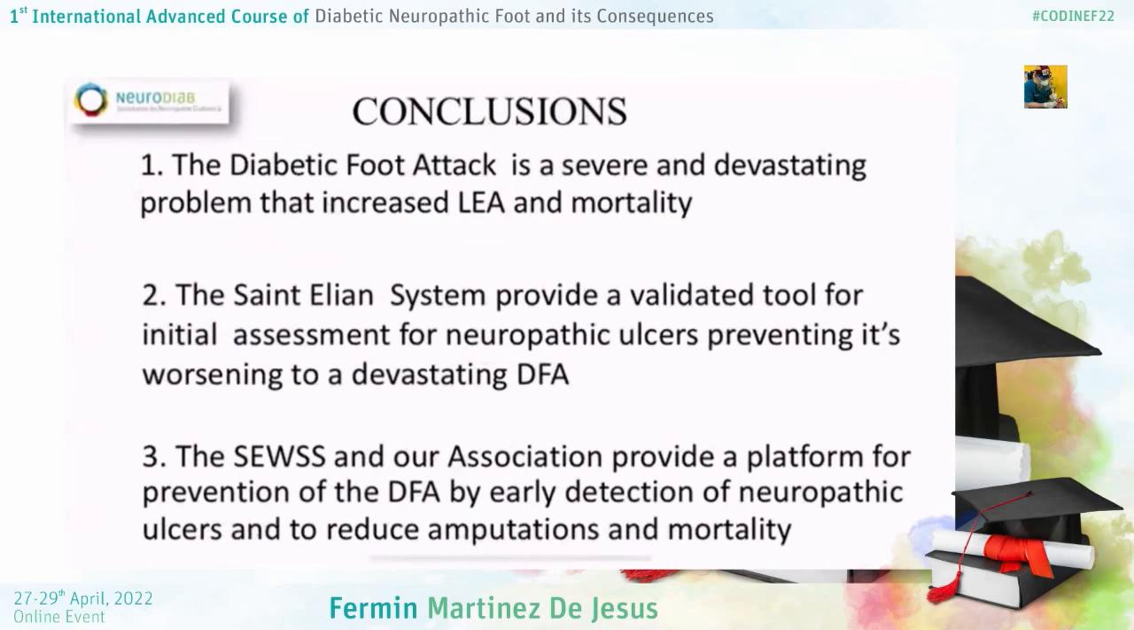In conclusion, the diabetic foot attack is a severe and devastating problem that increases lower extremity amputation and mortality. The San Elian system provides a validated tool for initial assessment of neuropathic ulcers, preventing their worsening to a devastating diabetic foot attack. The system and our association provide a platform for prevention of diabetic foot attack by early detection of neuropathic ulcers and to reduce amputation and mortality.